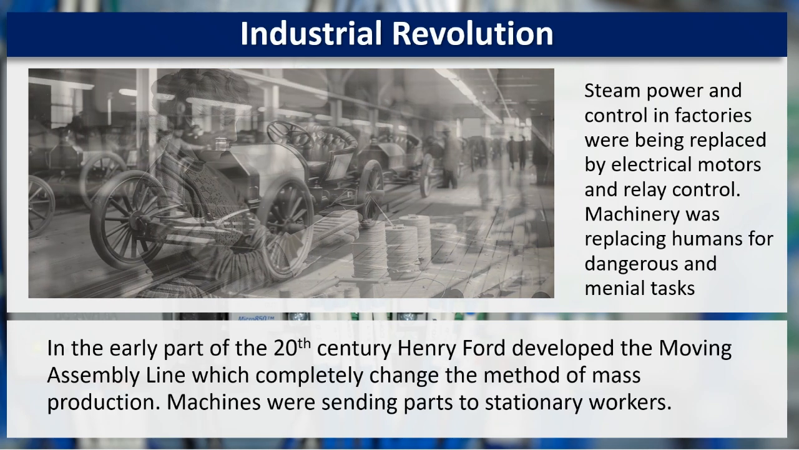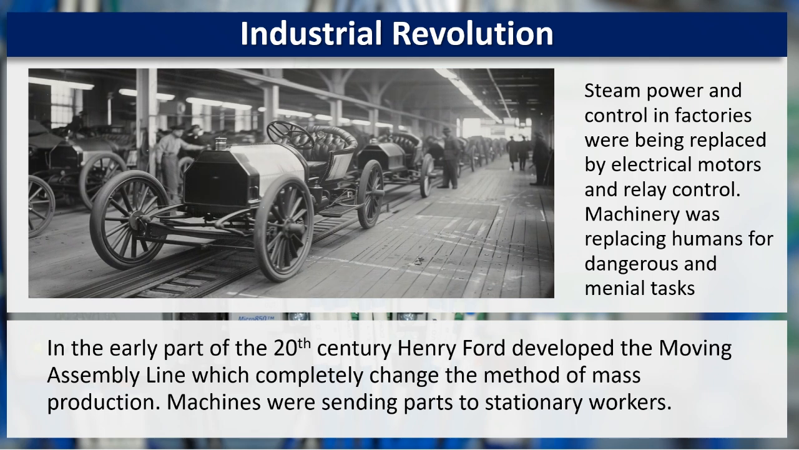Over time, steam power and control in factories was being replaced by electrical motors and relay control. Machinery was replacing humans for dangerous and menial tasks. In the early part of the 20th century, Henry Ford developed the moving assembly line, which completely changed the method of mass production. Machines were sending parts to stationary workers.